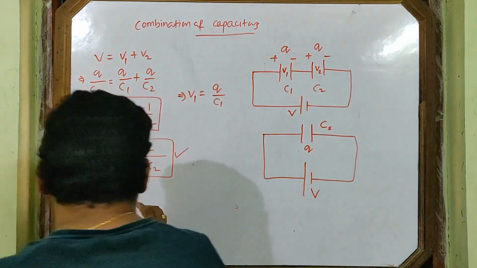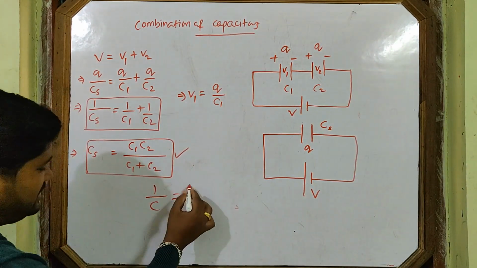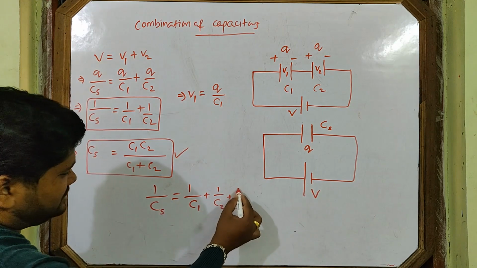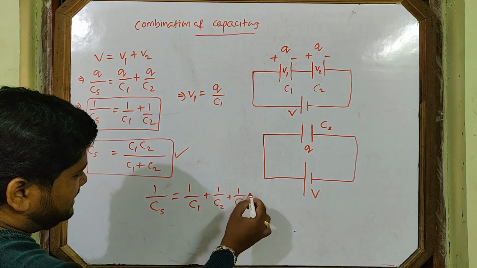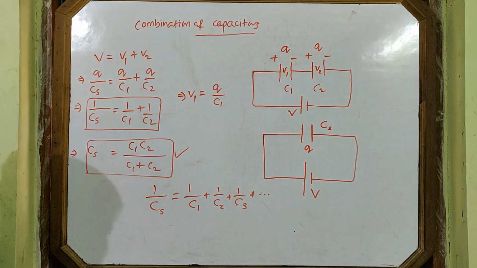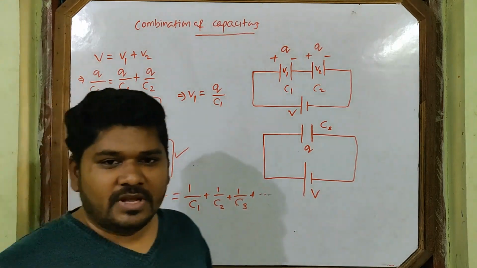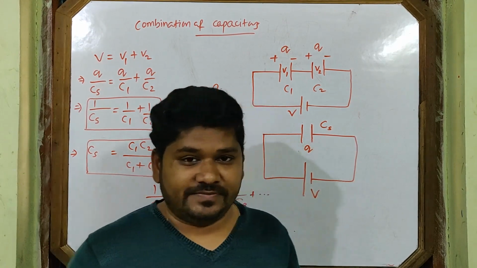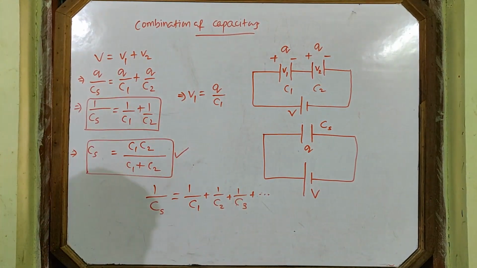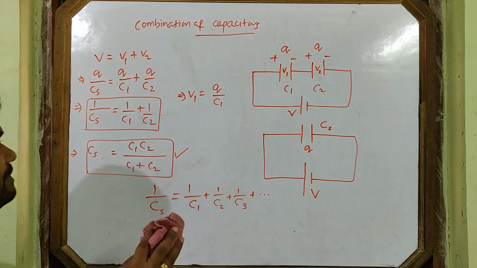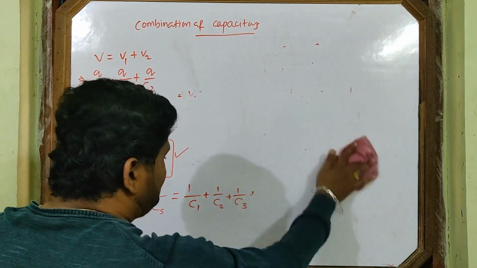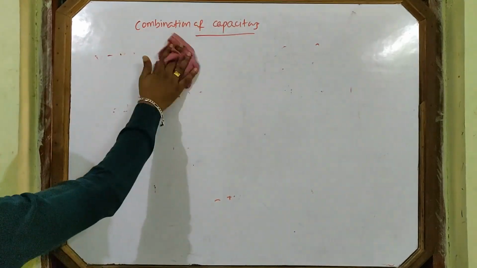But if many capacitors are connected similarly, then 1 by Cs is 1 by C1, plus 1 by C2, plus 1 by C3, plus so on, it will continue like this. This is about capacitors connected in series. Now let's come to capacitors connected in parallel. We will come to the parallel combination now. Let's see what happens in the parallel combination.